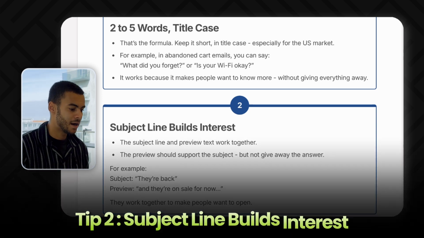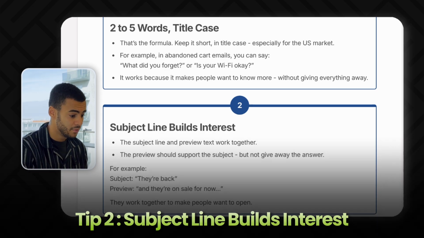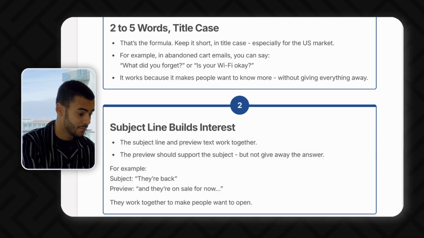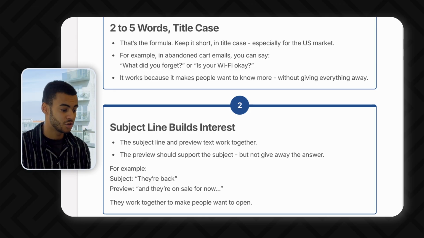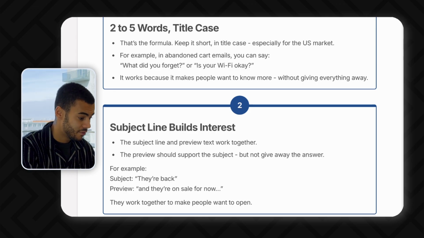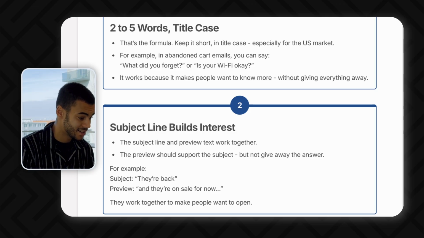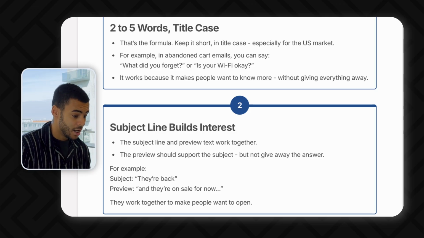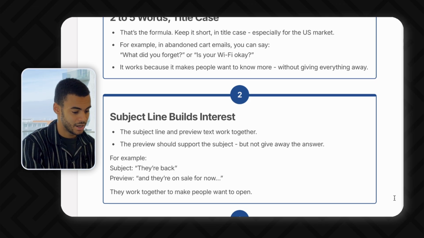Step 2 is to build interest, because your subject line and your preview text need to work together. The preview text should support the subject line and not give the answer right away. For example, if you have the subject line, they are back, your preview text can say that they are now for sale. It works together, and it makes people want to open the email.